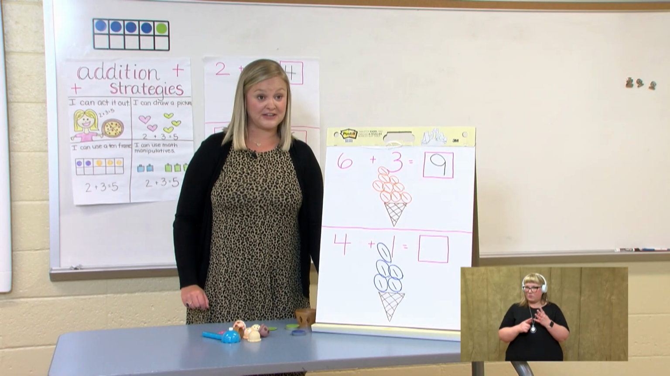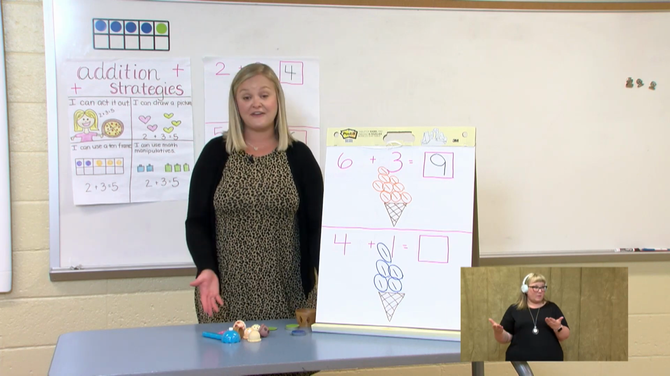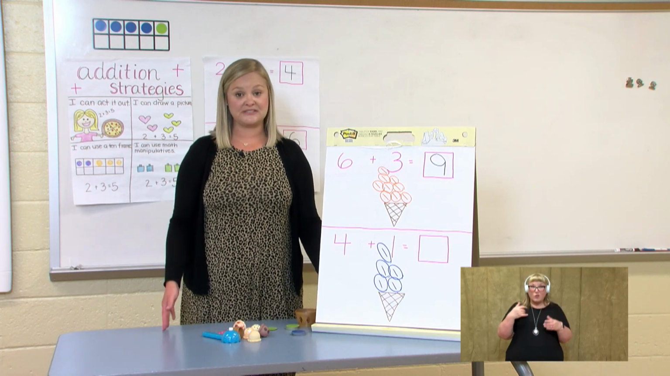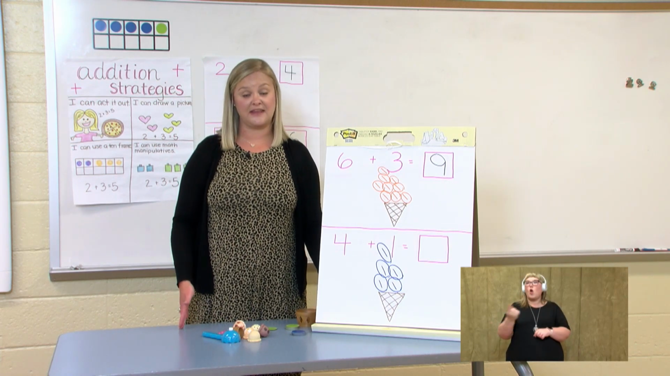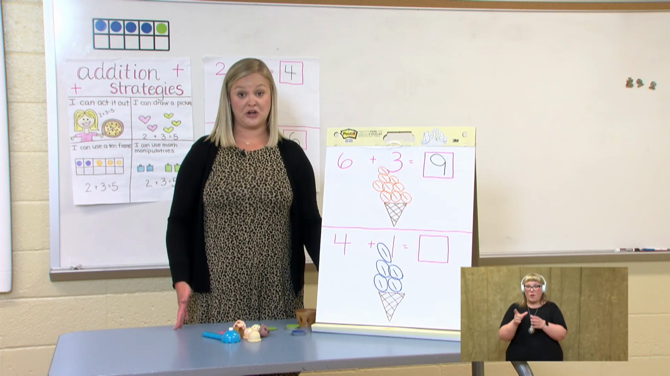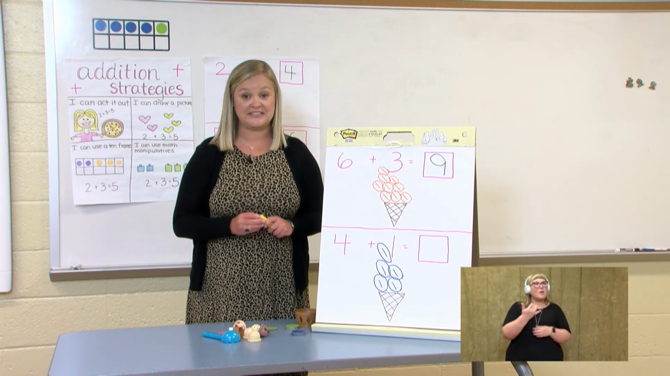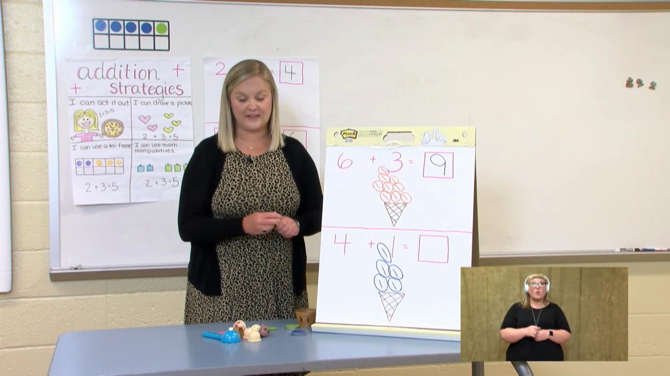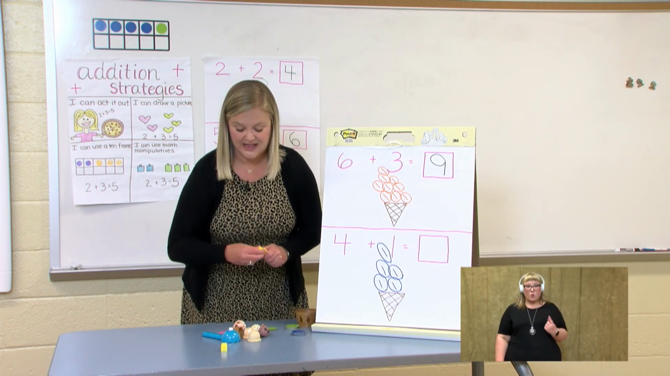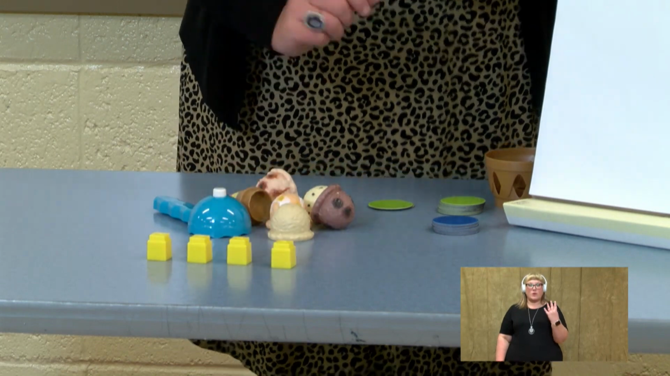Do you remember what our last strategy is? Using our cubes. Very good, because if we don't have ice cream scoops and cones to help us solve the problem, we can always use something like cubes or Legos or blocks to help us represent our problem. So let's start with our yellow cubes. How many yellow cubes do I need to put? 4. Let's lay those out. 1, 2, 3, 4. Awesome job.